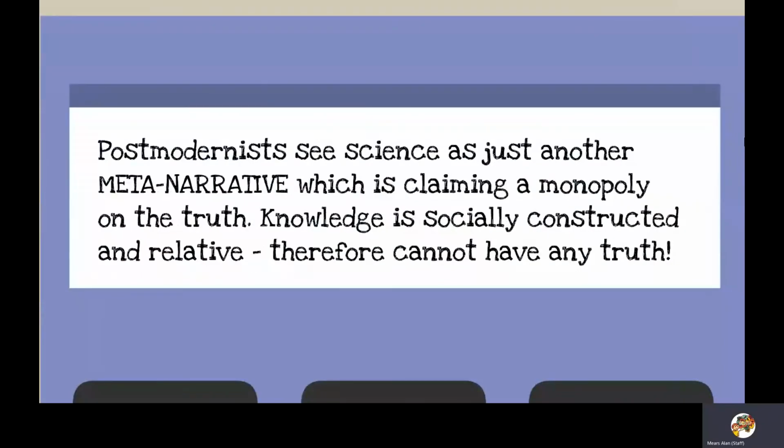Postmodernists see science as just another meta-narrative. So again, looking at the idea of the librarian, the idea of constructing and collecting data. So science is just another part of a meta-narrative claiming a monopoly of the truth. And the big argument from postmodernism is that there is no single truth.